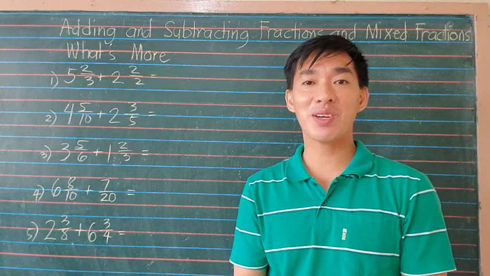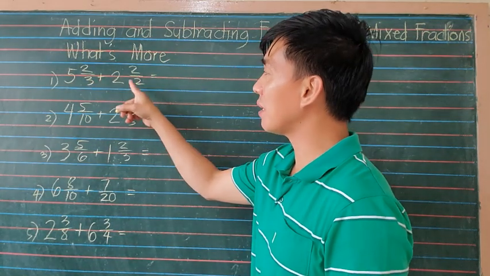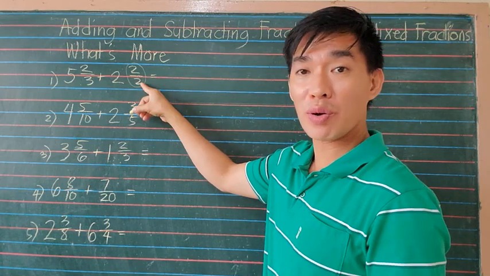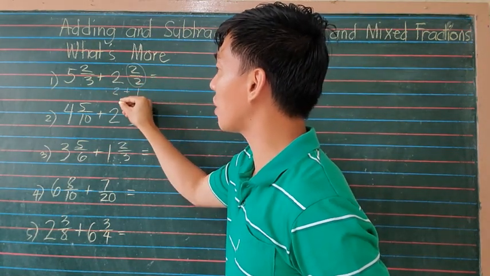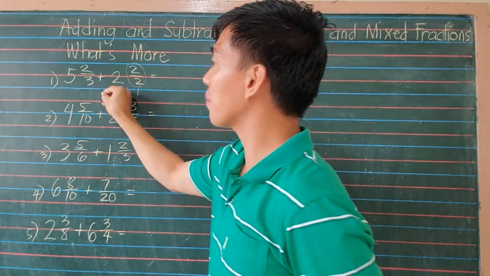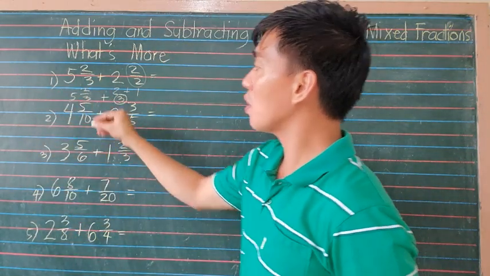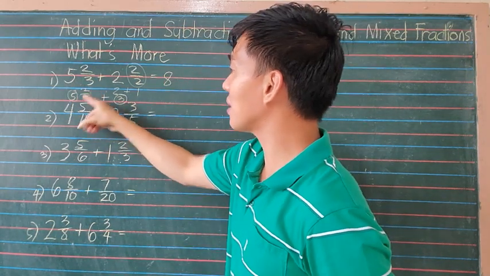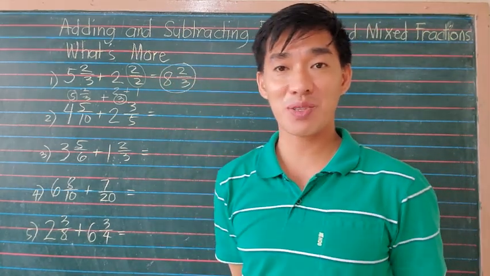Let us now answer your activity number 2. And how to do that? Of course, in this case, 2 halves is also equal to 1. So 1 plus 2 is equal to 3. So this is equal to 3 plus 5 and 2/3. So you just add the whole numbers, which is 8, and copy 2/3. So the answer is 8 and 2/3.